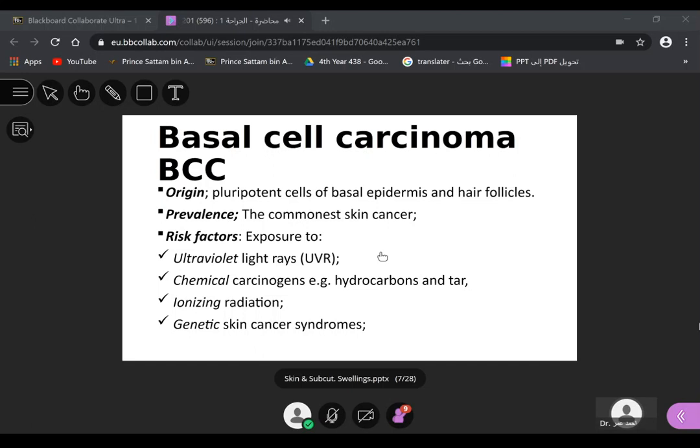And because this type of cancer has a relation to the sun, it happens usually very close to the equator, if you know the equator.